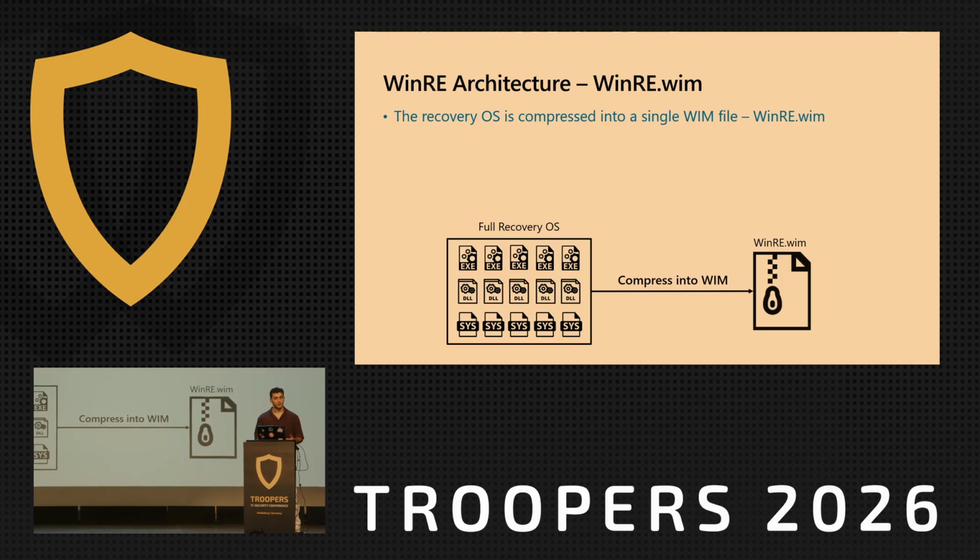Now, for storage, the entire Recovery OS, including all the executables, DLLs, drivers, and all the system files, is compressed into a single WIM file named winre.wim. And this WIM file is typically stored on disk on a dedicated recovery volume.